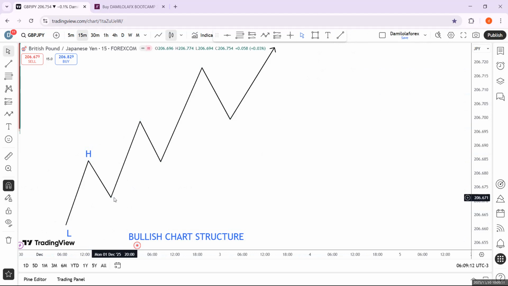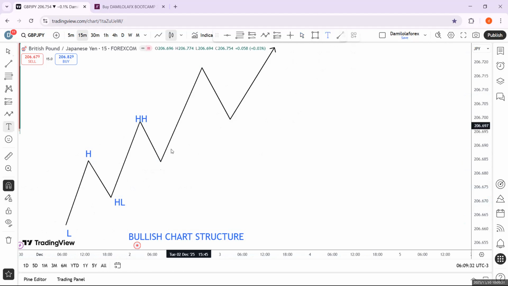You can see this low right here is a bit higher than the previous low, so this one is tagged as a higher low. And you can see right here the high is a bit higher than the previous high, so we can tag this level here as a higher high. So these are continuous, and this is what coordinates a bullish chart structure.